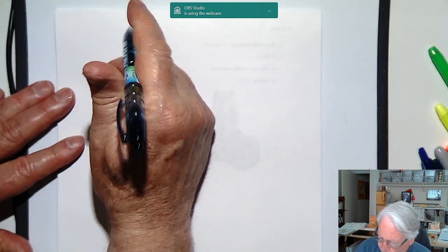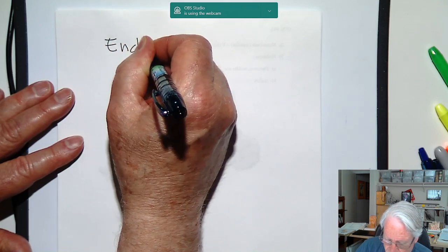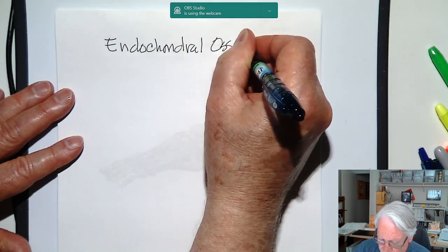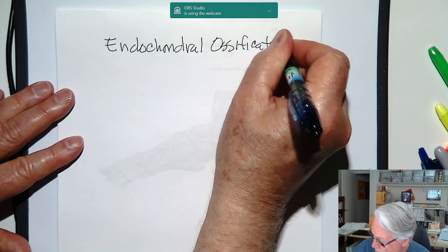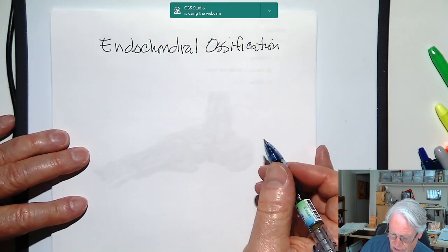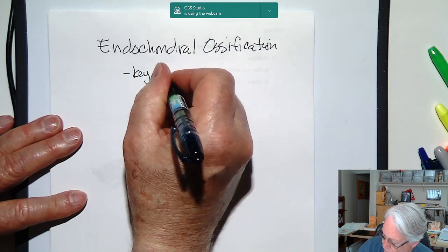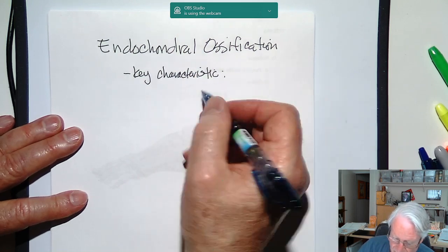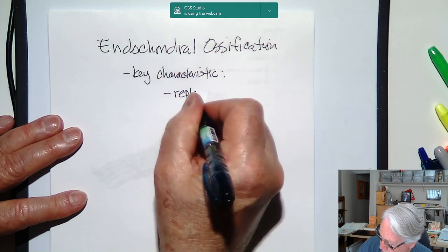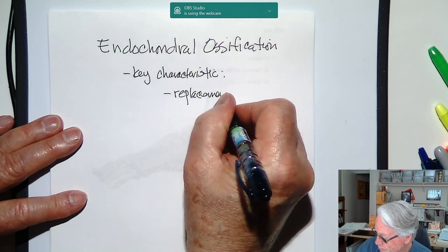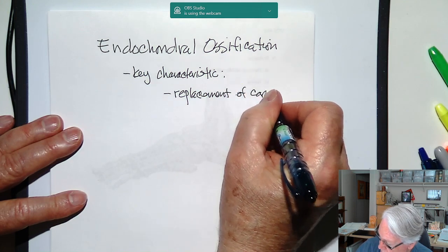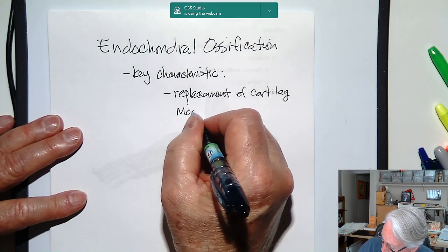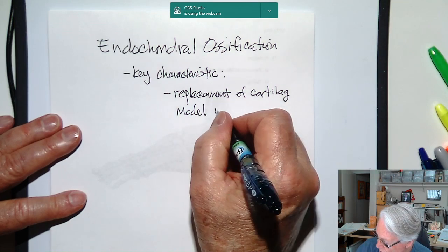So this is endochondral ossification. The key characteristic here is the replacement of a cartilage model, I should say, not just cartilage, with bone.